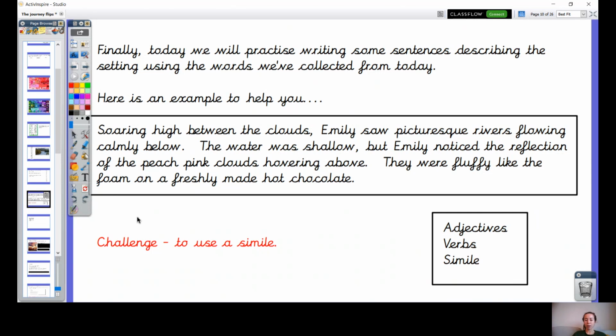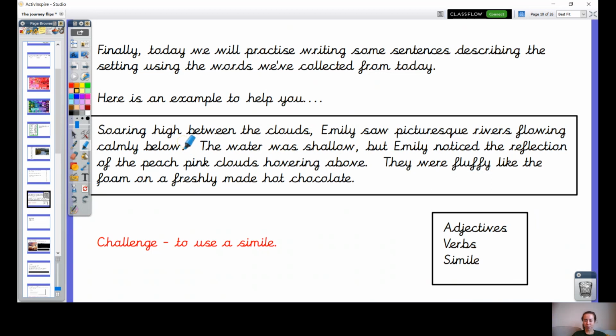Soaring high between the clouds, Emily saw picturesque rivers flowing calmly below. The water was shallow, but Emily noticed the reflection of the peach-pink clouds hovering above. They were fluffy like the foam on a freshly made hot chocolate. Okay, let's do some highlighting now. So I've made sure that I've popped in some of those adjectives. I wonder if you can pause the video and spot where the adjectives are. Do that now.